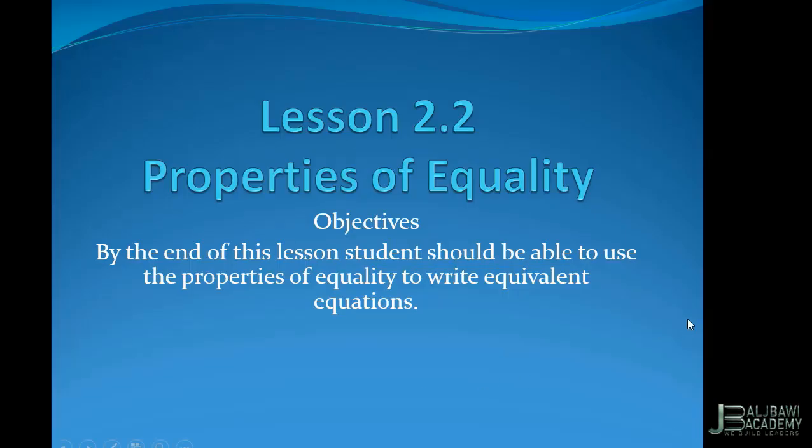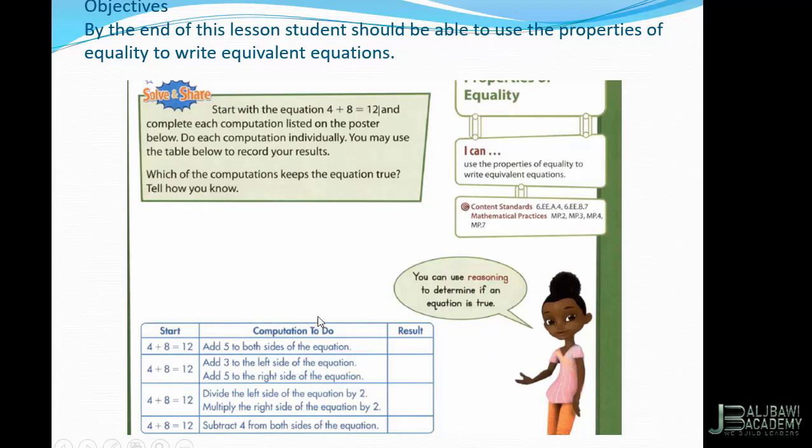Now, let's start with this example. This equation: 4 plus 8 equals 12. Now, if we add 5 to both sides of the equation, then the result will be what? 4 plus 8 plus 5 equals 17, and 12 plus 5 equals 17. Here, we add the same number to both sides of the equation, and the equation is still correct.